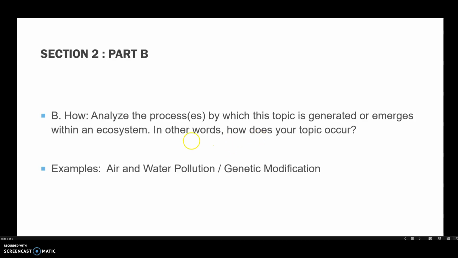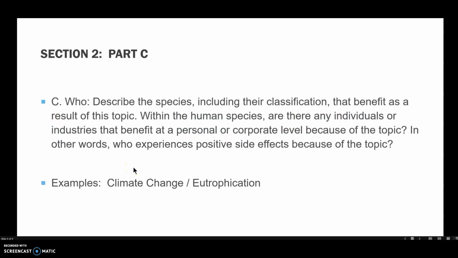And then the final part, this is the one that's a little bit difficult. The ones that students struggle with tend to be identifying the ecosystem, depending on the topic you choose, and then this one. And this one is: describe the species, including their classification. The classification is like, is it a mammal, reptile, bird, or a bacteria? So describe the species that benefit as a result of this topic.